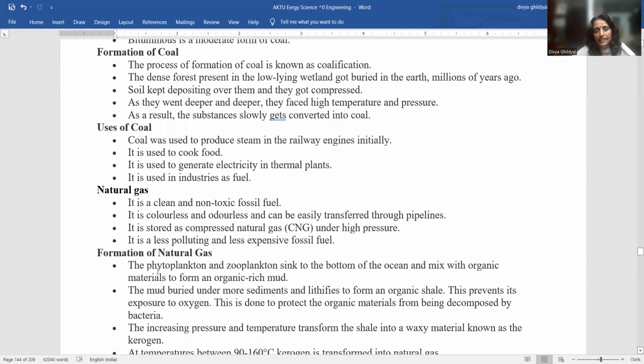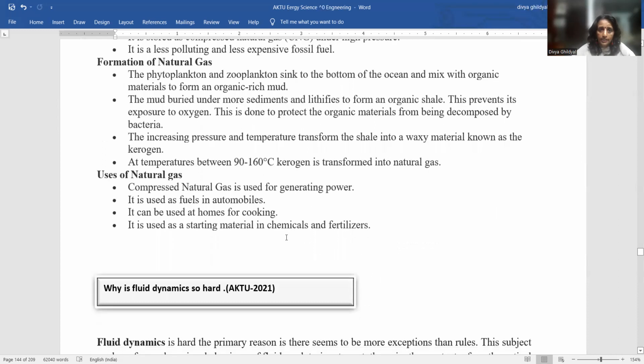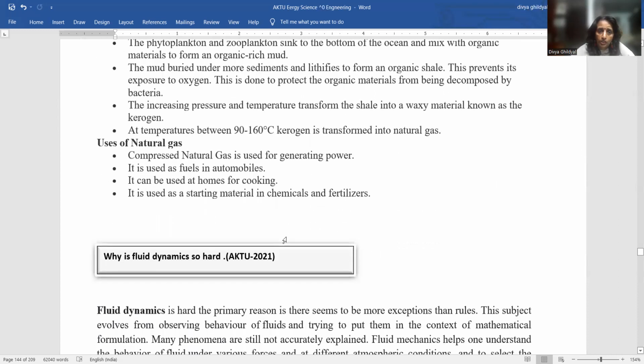Natural gas is a clean and non-toxic fossil fuel. Colorless, odorless, it is stored as compressed natural gas, or CNG for short, under high pressure. Natural gas also has a long way of getting formed. It is used as fuel in automobiles and homes for cooking. Wherever you are asked about applications, think of all the applications of energy utilization, and you can mention them easily. If the 10-mark question is asking you to write the merits or demerits.